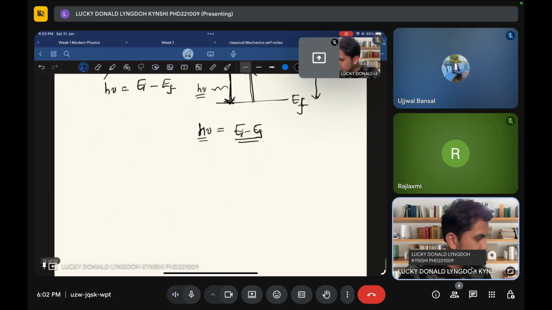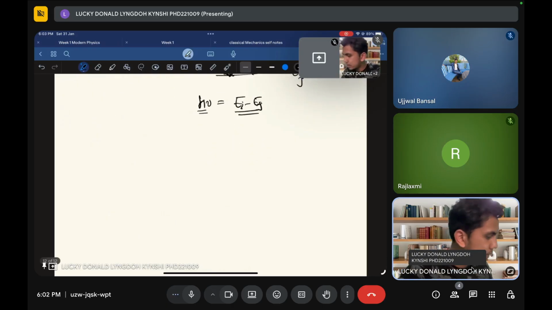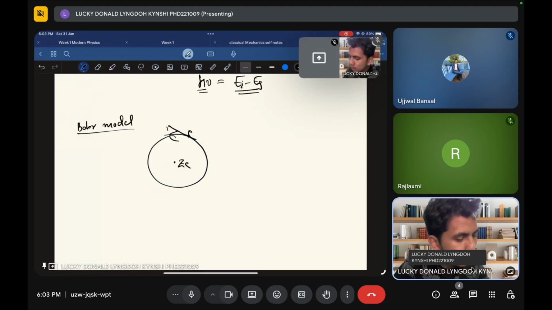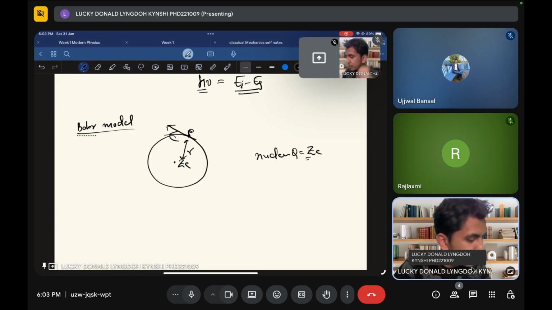Now let's move ahead. From Bohr's model, what happens? Just now I told you that the electron moves in a circular orbit with a nucleus of Ze. What makes the electron move in a circular orbit? Because of the Coulomb attraction between this electron and this nucleus Ze. So the nucleus has a total charge Ze, right? Z is the atomic number and e is the charge.